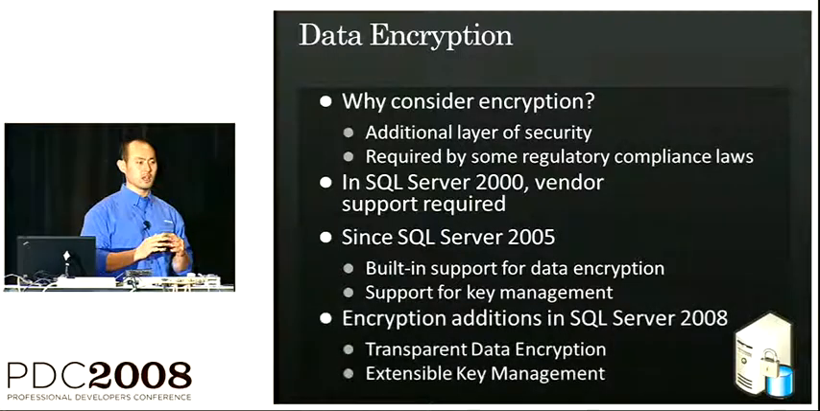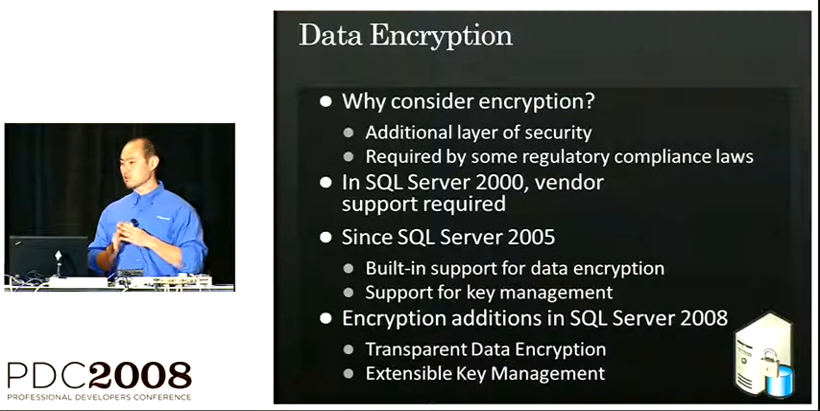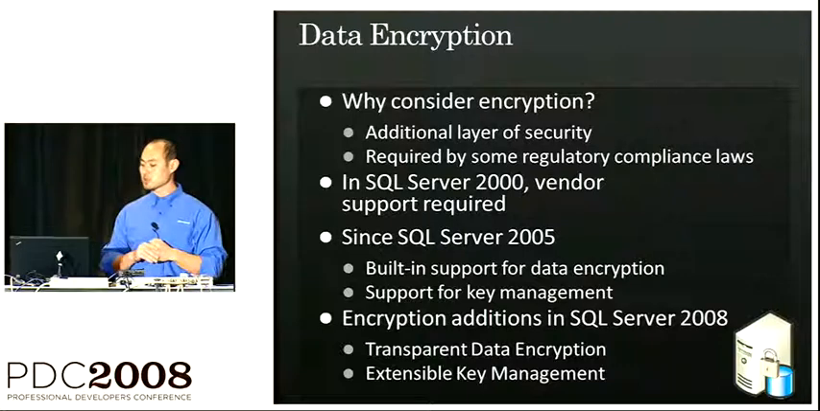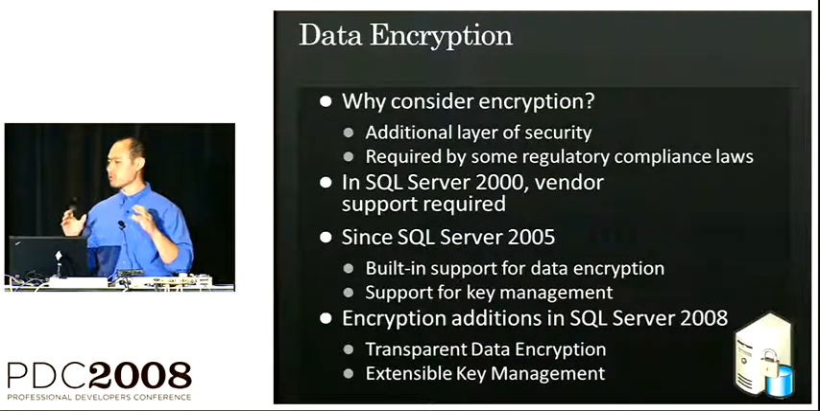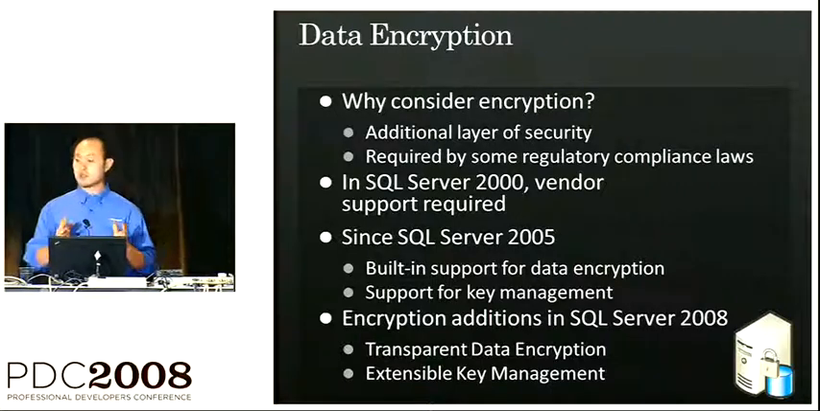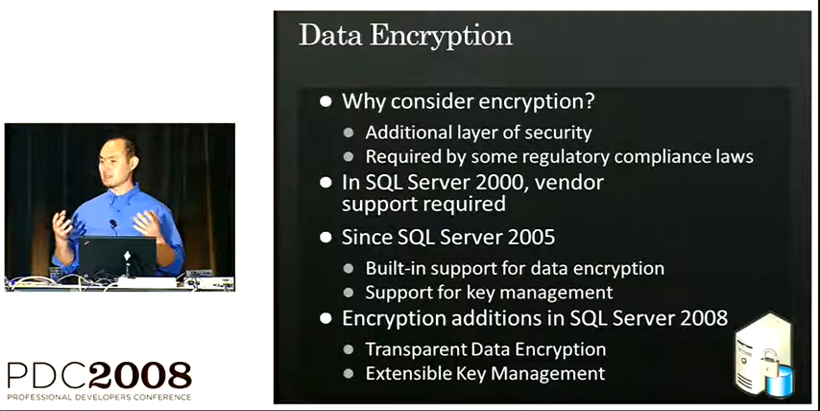In 2008, we expanded upon the encryption functionality. The two things that we actually added in this space are transparent data encryption and extensible key management. Both of these are more server-focused types of features, but I'll explain them really briefly. So transparent data encryption is basically where we protect data at rest. So the data that's stored on disk is always encrypted.